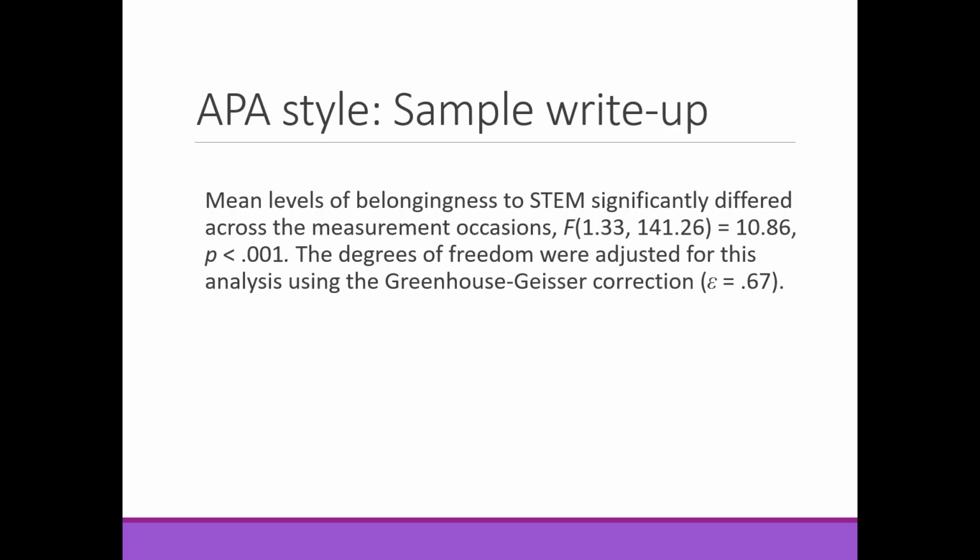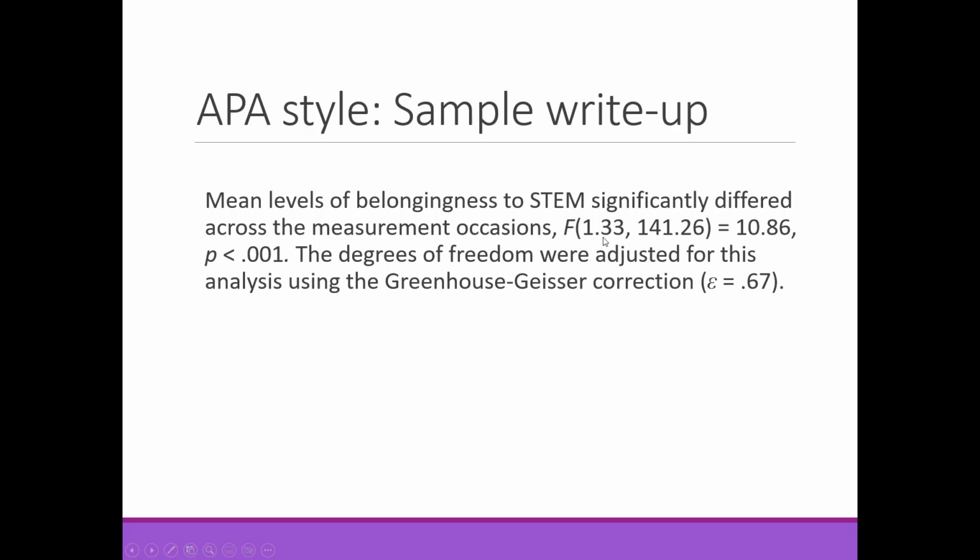So translating that to an APA style write-up, you're very familiar now with how to report the F statistic, and it's going to look very similar. I might say something along the lines of: mean levels of belongingness to STEM significantly differed across the measurement occasions. And then here's how we would report that F statistic.